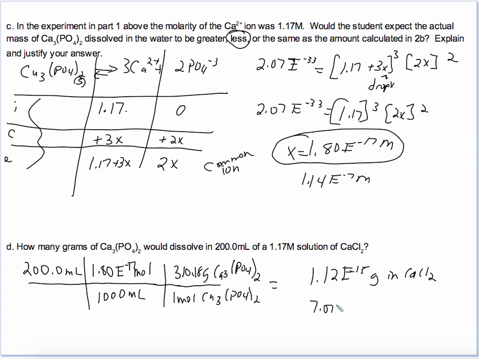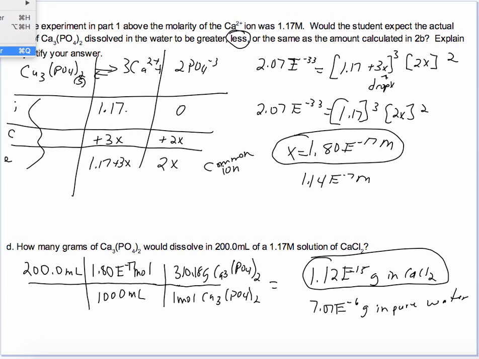And if we go back, it was 7.07 e to the negative 6 grams in pure water. So the common ion effect, having calcium already in the water before the calcium phosphate tries to dissolve, means it's going to dissolve way less. That's an example of the common ion effect. Okay, that's it for that video.